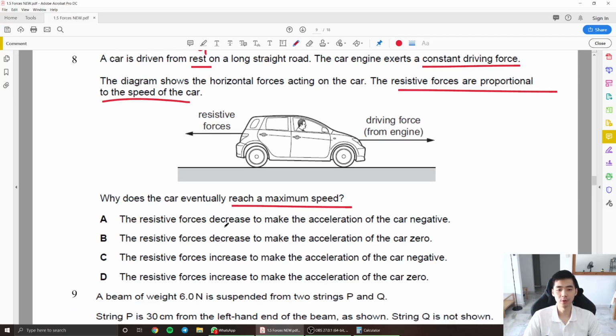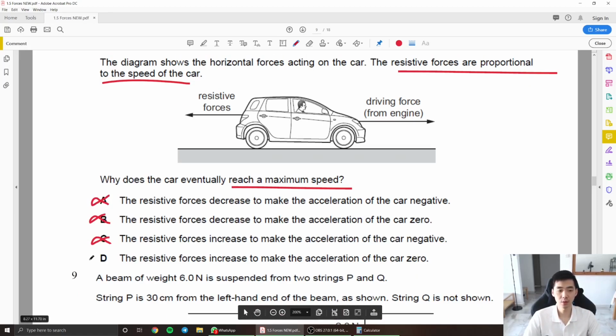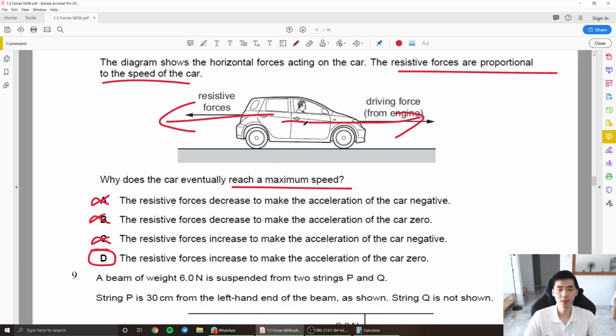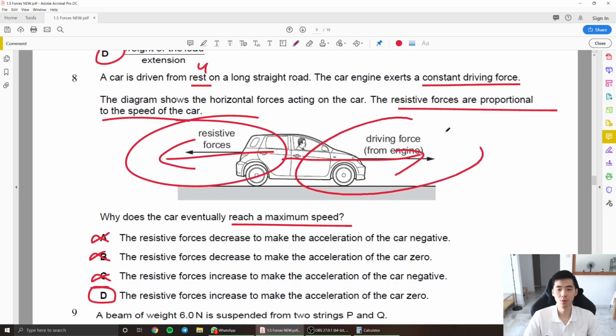The resistive force decreases to make the acceleration? No. The resistive force decreases? No. The resistive force increases to make the acceleration of the car negative? No. The resistive force increases to make the acceleration of the car 0? Definitely true, because as the car speeds up, the air resistance increases. This results in 0 resultant force due to the fact that the forward force is equal to your backward force here, right?